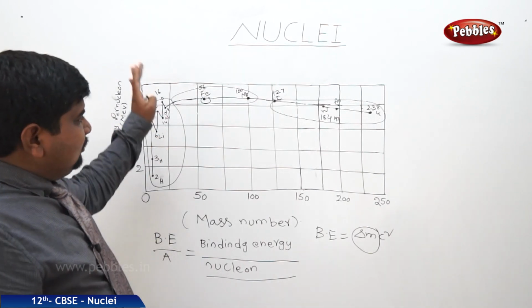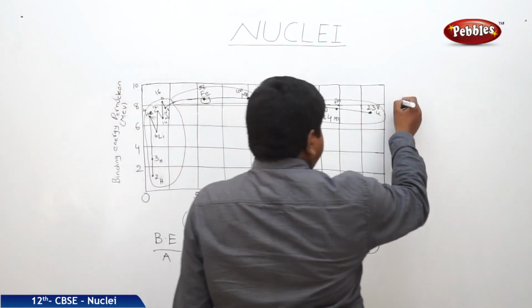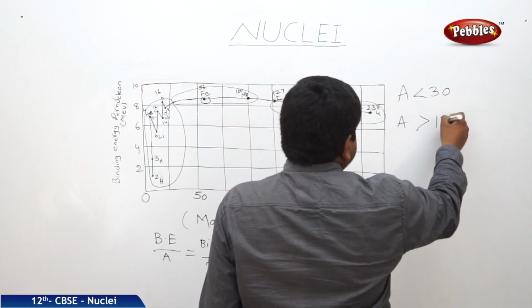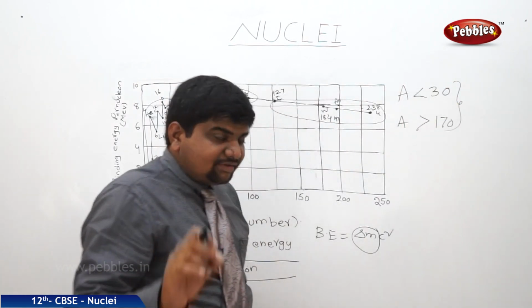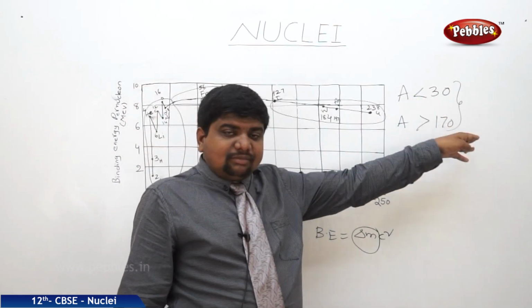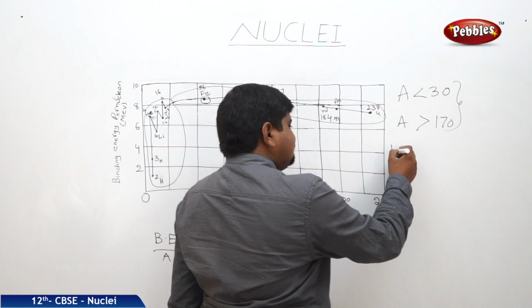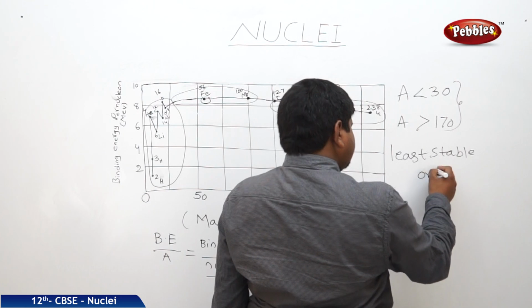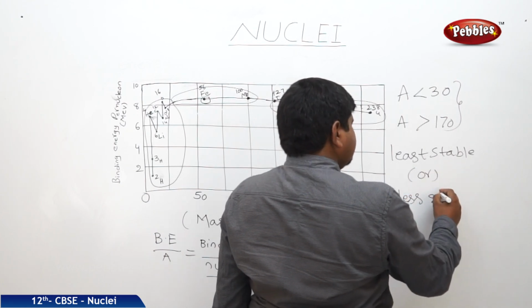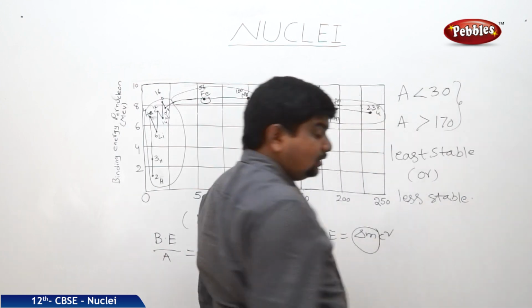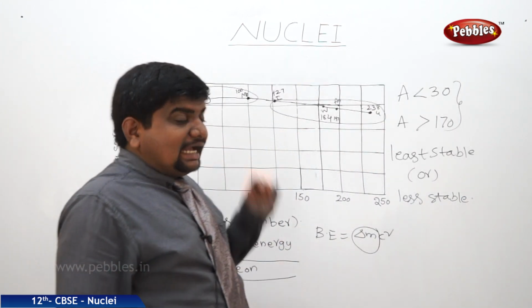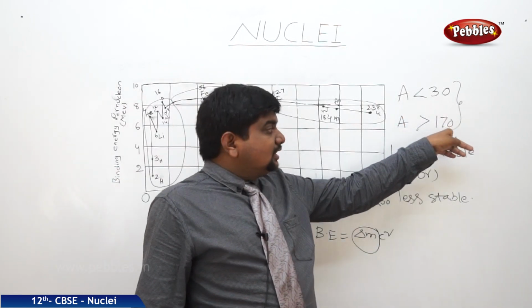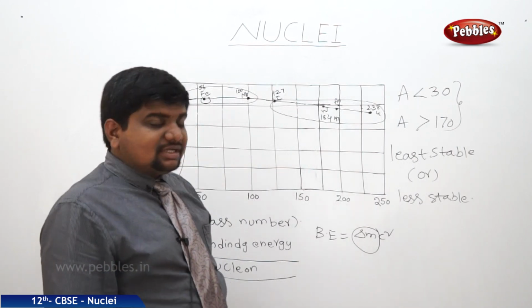The researcher said that if A is less than 30 or A is greater than 170, the nuclides having mass number less than 30, and the nuclides having mass number greater than 170, are least stable or less stable. So binding energy per nucleon is maximum or constant for the nuclides between mass number 30 and mass number 170.